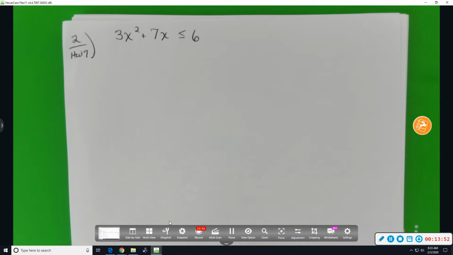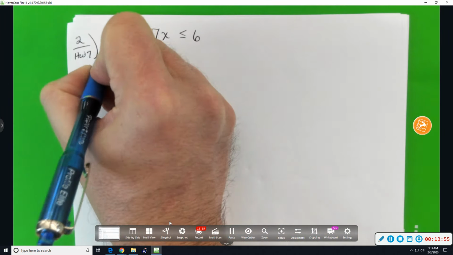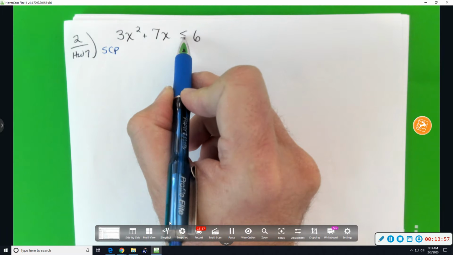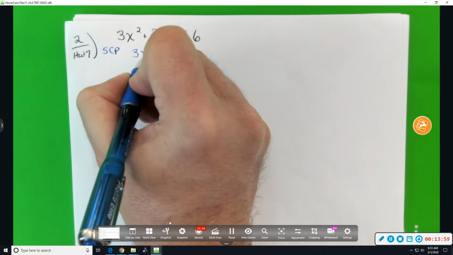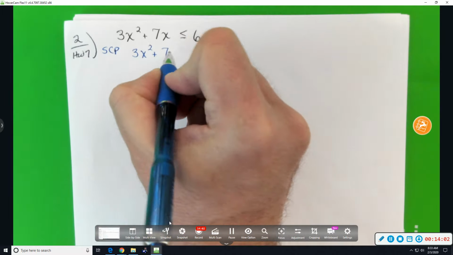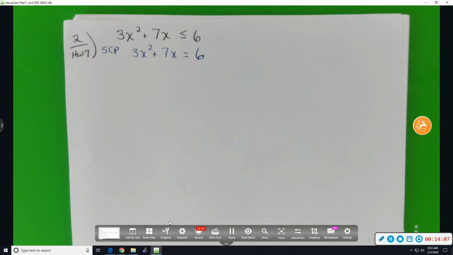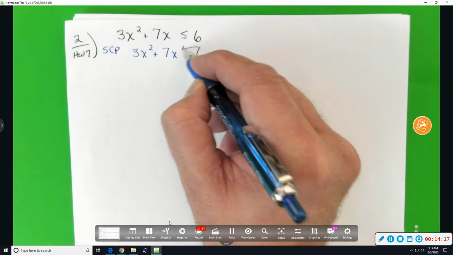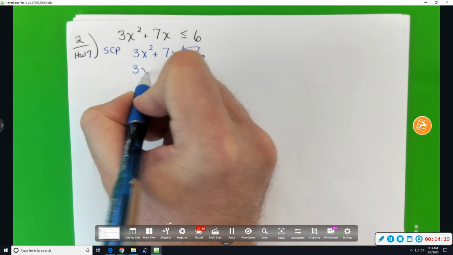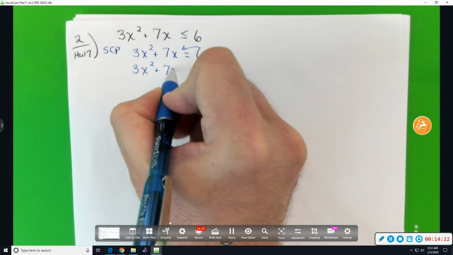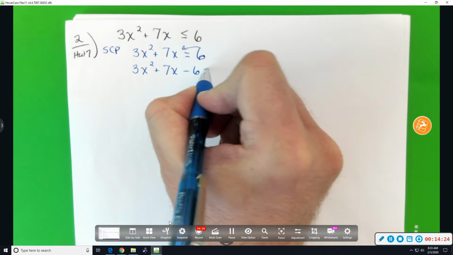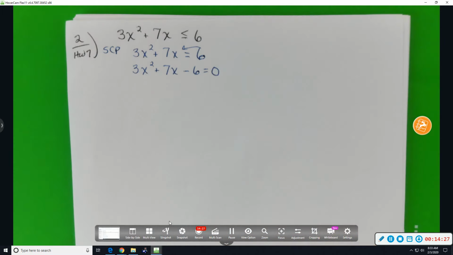Well, start off by finding the solution cut points. That's when you replace the less than or greater than with an equal sign. So you're writing this as just an equation. And move the 6 over. Is this another quadratic equation? Yeah, it's a quadratic equation. So we'd have 3x squared plus 7x minus 6 equals 0.